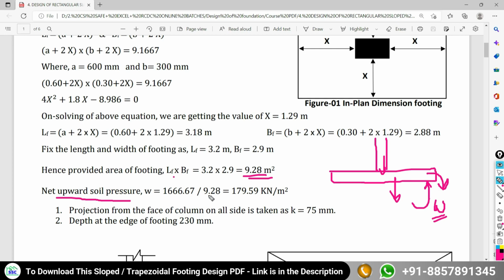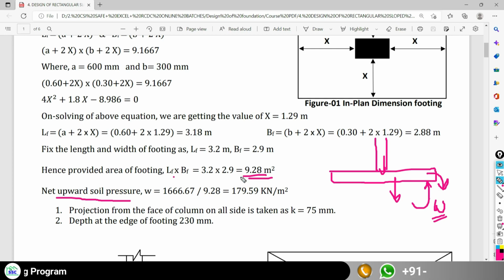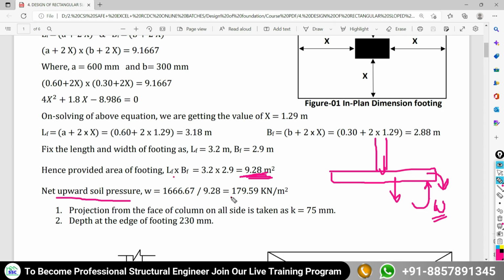1666.67 divided by 9.28, total area of the footing provided. After that, we are getting the upward soil pressure as 179.59 kilonewton per meter square.